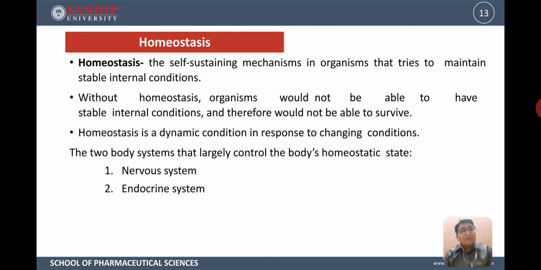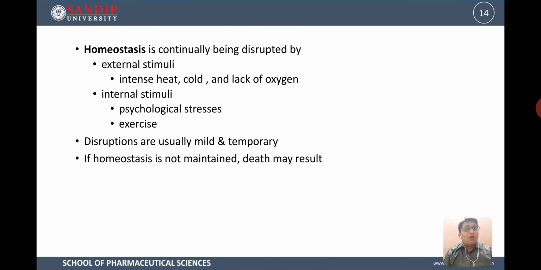So that is nothing but your homeostasis, and it is controlled with the help of the nervous system as well as the endocrine system. Now, it is continually disturbed. This particular homeostasis is continuously disturbed by two factors. First factor is external and second factor is internal.